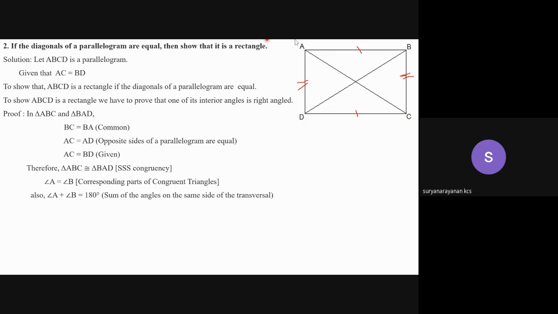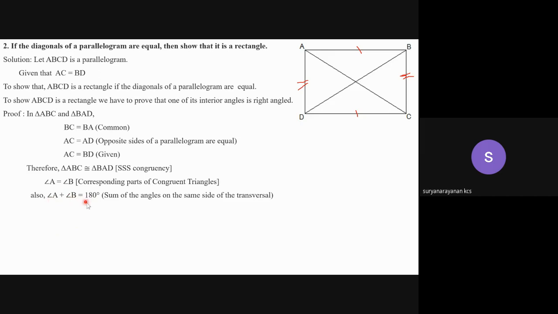If you take AD and BC as parallel lines, and AB is a transversal, then angle A and angle B are interior angles on the same side of the transversal. That is why the sum of these two angles is equal to 180 degrees. Understood this step, my dear children?